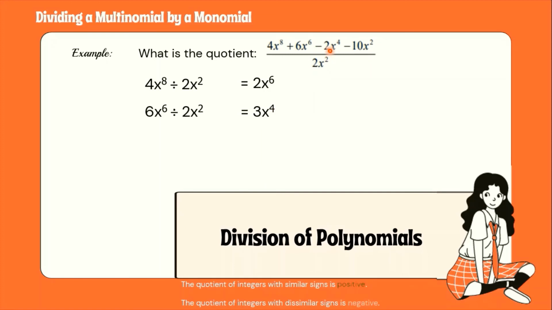Doon tayo sa third term, negative 2x raised to the power of 4 divided by 2x squared. Negative 2x raised to the power of 4 ito dahil minus sign yung nasa unahan itong term na ito. So, dapat negative siya. Ang sagot natin ay magiging negative 1x squared. Dahil negative 2 divided by positive 2 ay negative 1. Sila ay may different signs kaya negative dapat yung sagot.